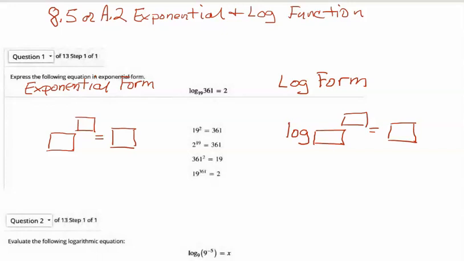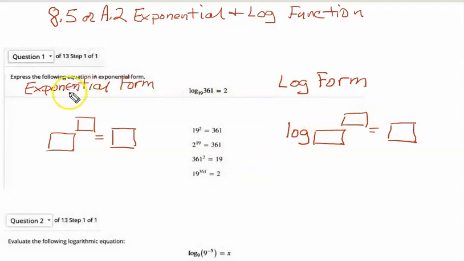As we start topic A.2, which used to be 8.5, so sometimes that might come up, we're looking at exponential and log functions. Now, what I'd like you to do is take a moment to copy this into your booklet, keeping in mind we went over this in the flipped classroom lesson as well, but this will be so important to doing these.